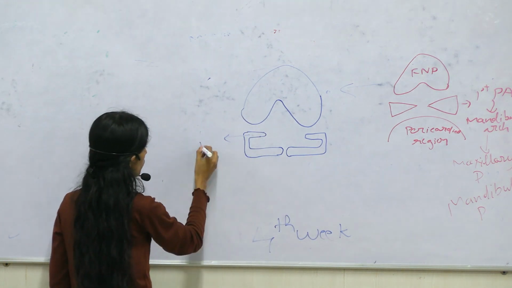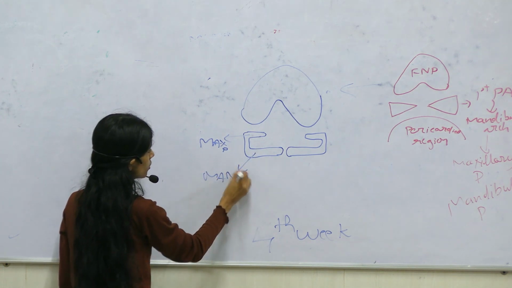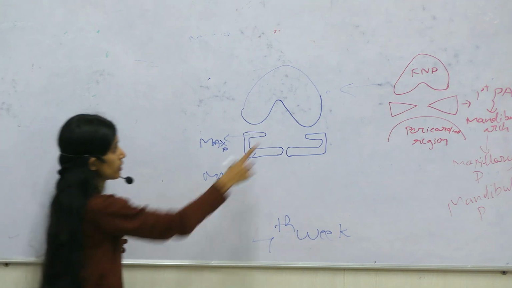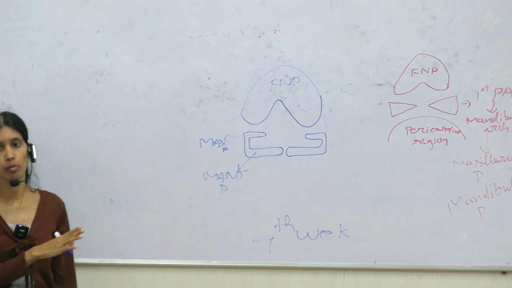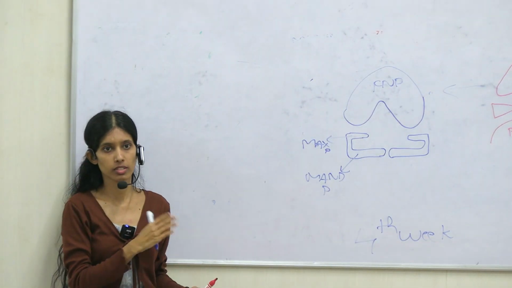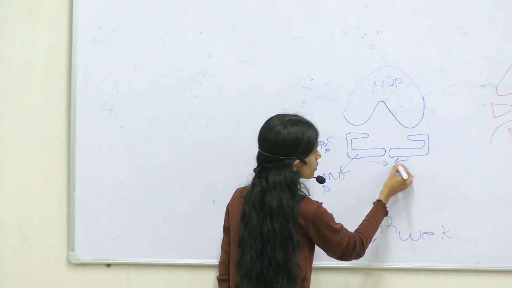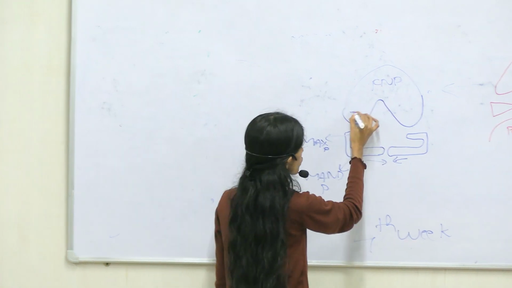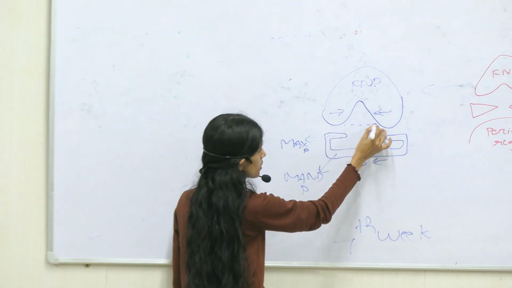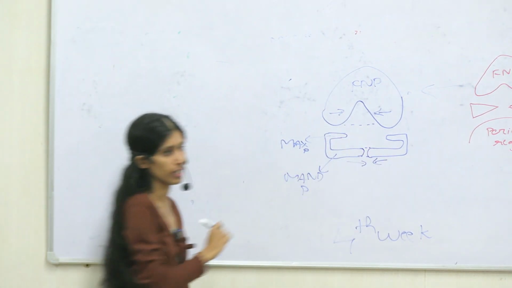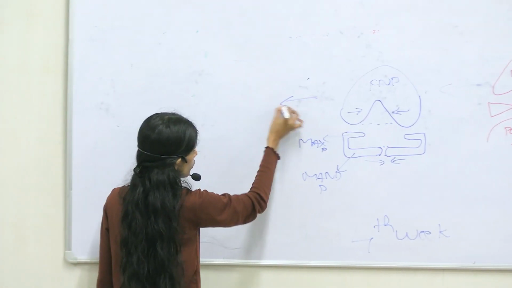So this is your maxillary process, this is your mandibular process, and this is your frontonasal process. Once the division of the maxillary and mandibular process takes place, the mandibular process will start moving towards the midline structure, and also your frontonasal process. They will be joining in this area and also in this area. Once they fuse with each other, this is how the structure will look.